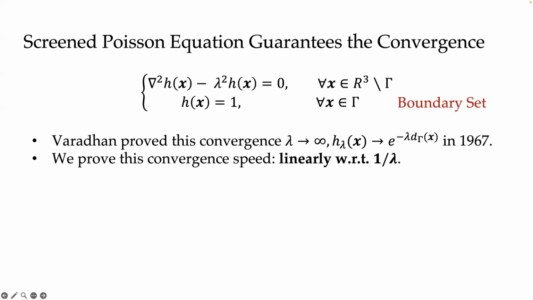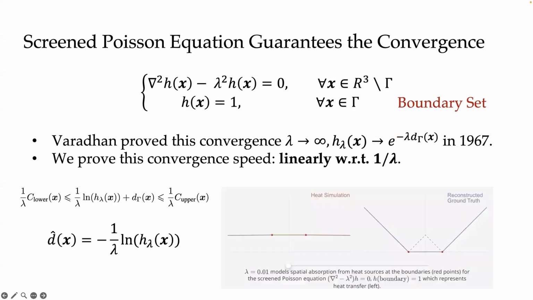We went one step further. We proved that the convergence speed is linear with respect to 1 over lambda. Here we also show how we can transform heat to the distance, and this reconstructed distance will be very close when lambda is very large.